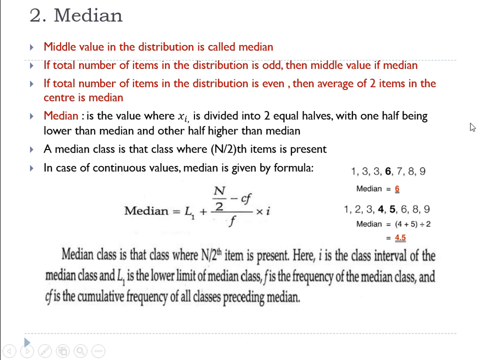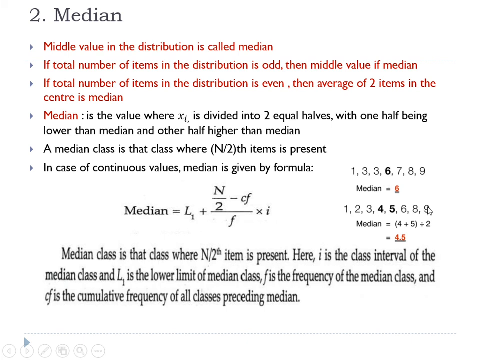So coming to the next one, that is median. Median is another way of central tendency calculation where the middle value in the distribution is called the median. Suppose with an example we'll understand. Suppose these are the values that I have. Which is the middle value here? The number of values here is odd, I have 7 values here. So this is the middle value, and the median is 6 in this case.